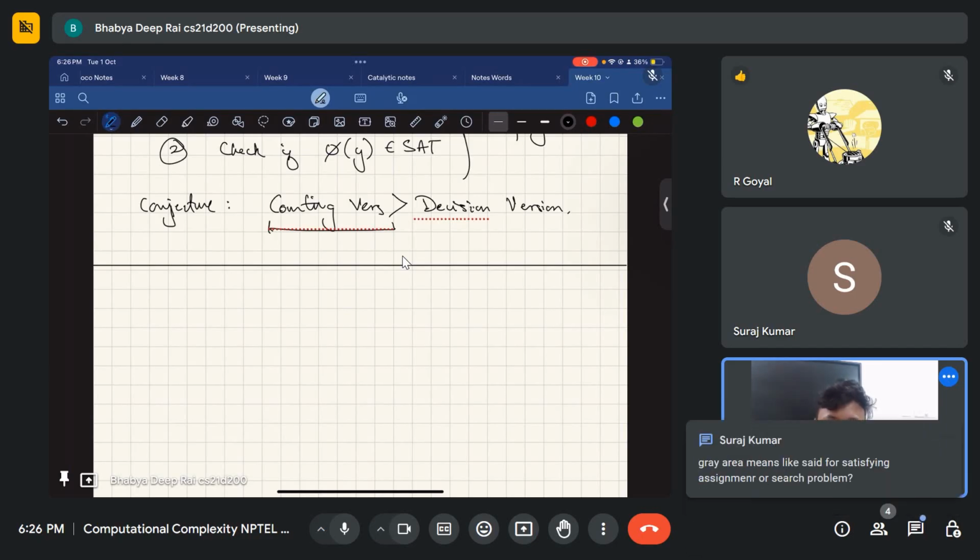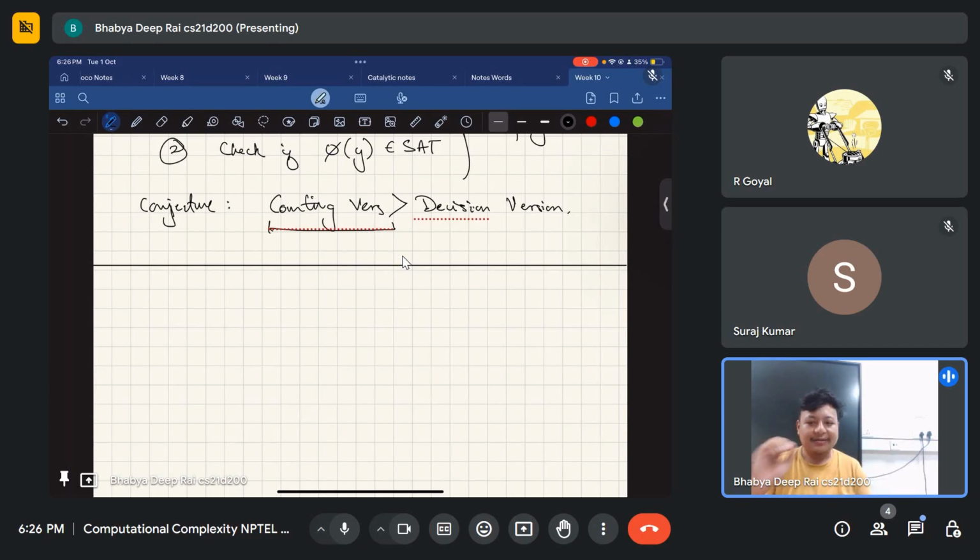Gray area means things like searching for a satisfying assignment, the search problem. What I meant by gray area, Suraj, is those areas where the search problem is as efficient as the decision version. If the decision version is solvable easily, then the search version is also solvable easily.